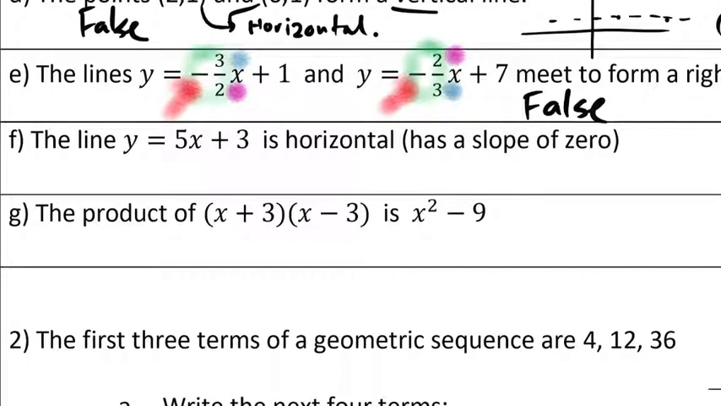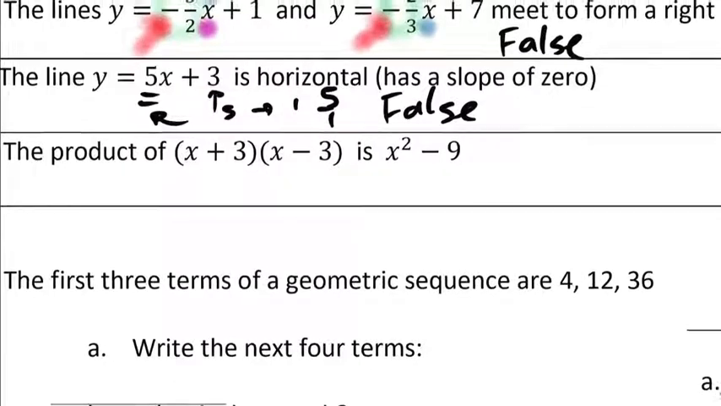The line y equals 5x plus 3 is horizontal, has a slope of 0. This is false also. When I look at this, this has a slope of 5, which means it's going to go up 5 units and then to the right 1 unit. 5 is the same as 5 over 1. Definitely not a slope of 0. And then finally, the product of x plus 3 times x minus 3 is x squared minus 9.